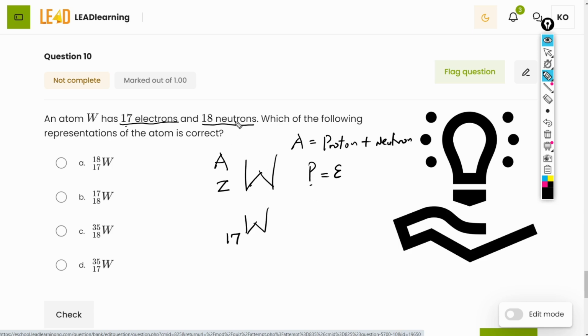Then if we have 18 neutrons and 17 protons, our atomic mass would be proton number, which is 17, plus neutron number, which is 18. And that gives us 35. So the representation of this atom is 35, 17. Atomic mass 35, proton number 17. So that leaves us with option D as our correct answer.